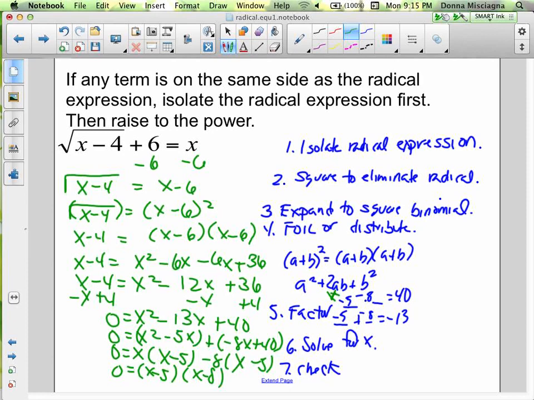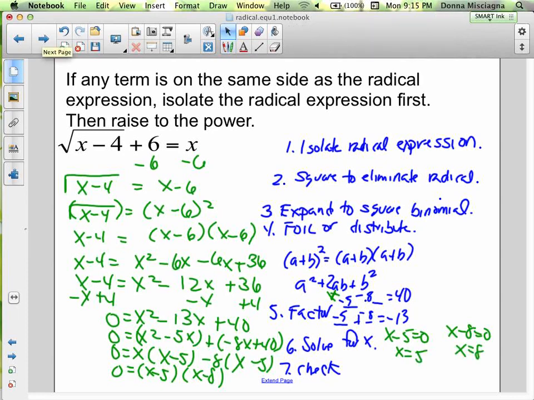And now we'll have to set our factors equal to 0 and solve. So we have x minus 5 equals 0. And then x minus 8 equals 0. All right, so that means x equals 5 and x equals 8 are our two solutions. We have to check and see if either of those work.